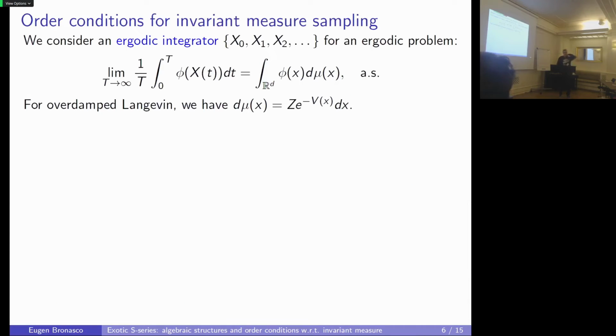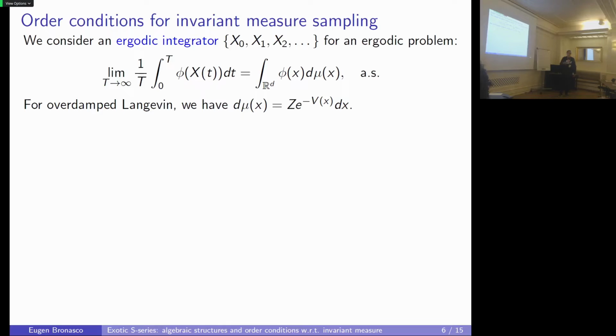Okay, so now let us talk a bit about ergodicity. A problem is ergodic if the trajectories of its solution are characterized by a certain invariant measure. This is the characterization expressed in this formula. On the left, we see an average of the trajectory, and on the right we see the integral with respect to the invariant measure mu. Since we work with the overdamped Langevin equation, we have that d mu is equal to Z, a normalization coefficient, times e to the power minus V(x), where V is the potential of the problem.